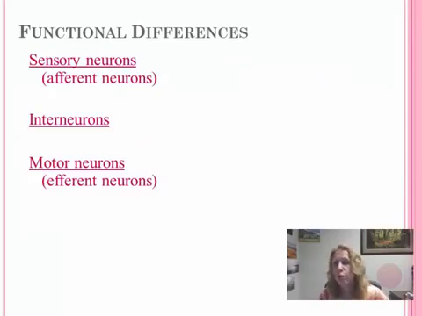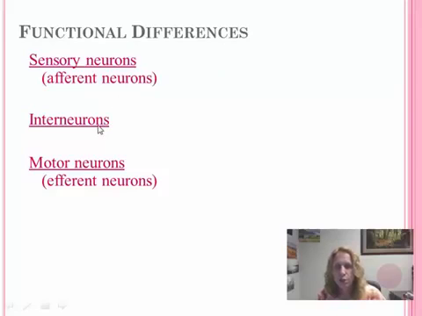Now we're going to look at the functional differences of our neurons. We have sensory neurons, that is, neurons of the peripheral nervous system that bring in information from our outside world. These are called afferent neurons.